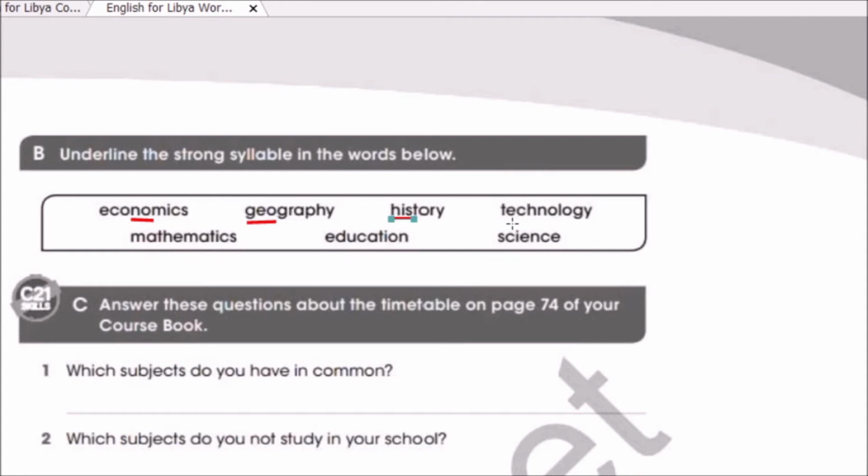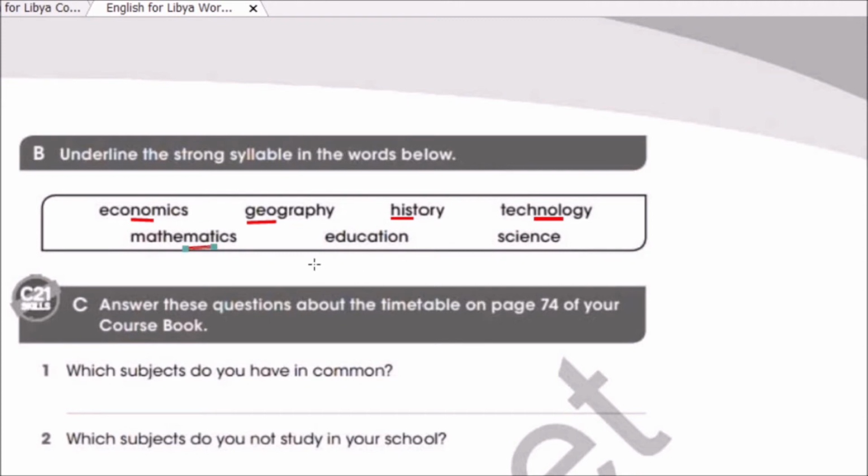Number 4, technology. What do you think it is? Very good. It's here. Good job. Word number 5, mathematics. What do you think it is? Very good. Here. Good job.